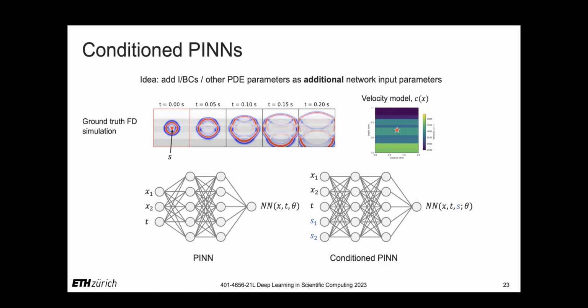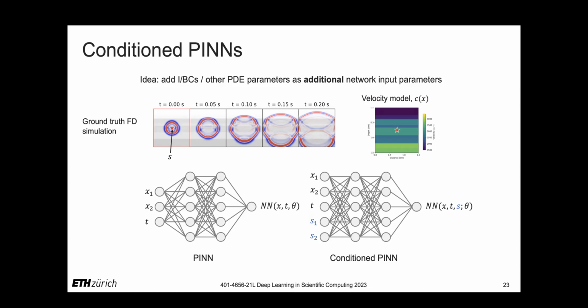Yes, this is a very general idea. I'll take any initial condition, boundary condition, coefficient of the PDE, whatever you want to vary in the simulation, and we could just insert that as an input to the network. At the moment we've just got two very simple scalar values, which is just the x and y location of the source. But you can extend PINNs to accept more complicated inputs. For example, we might want to condition on the velocity model itself, which in general is a function of x. So this is a more complex condition.